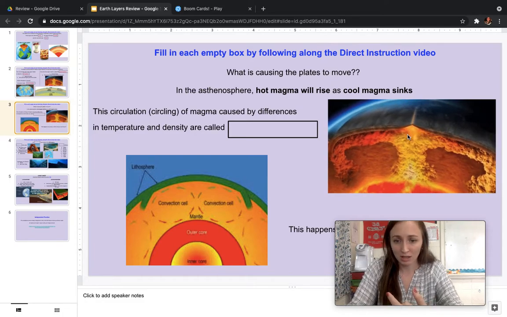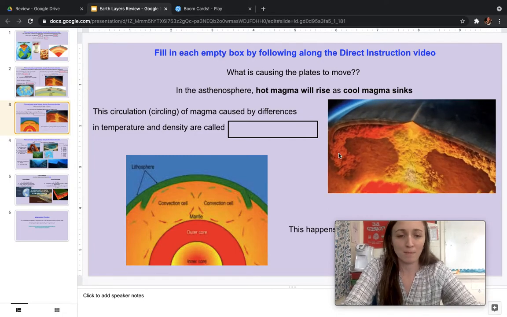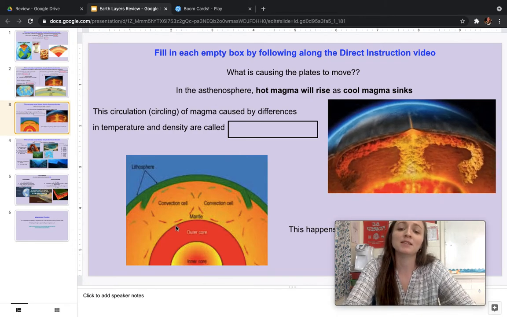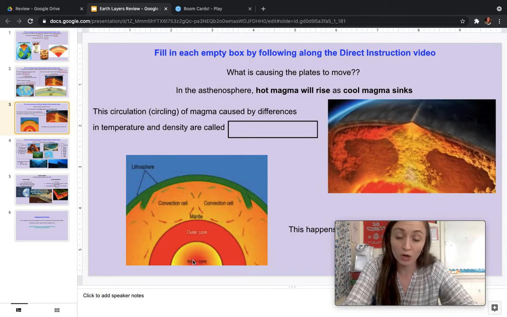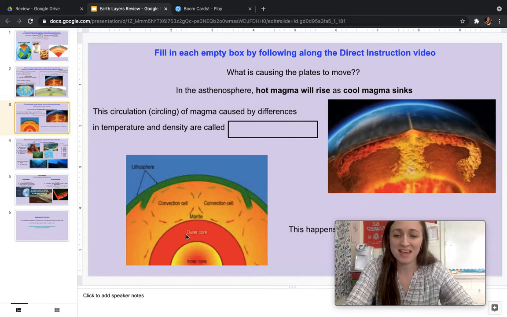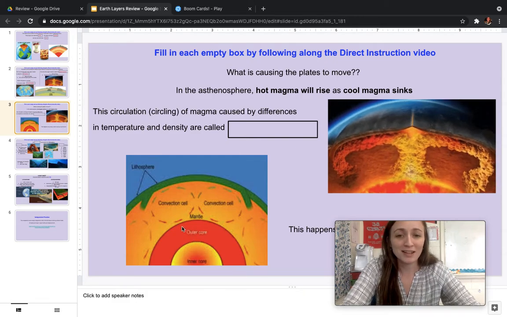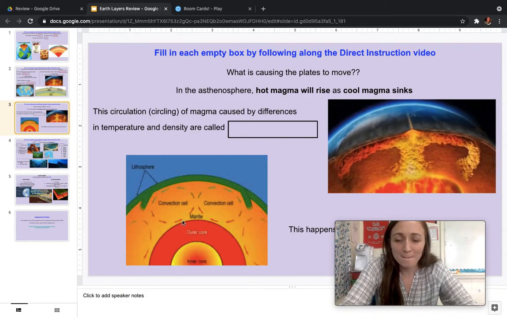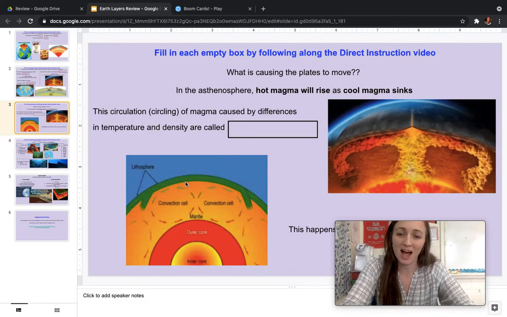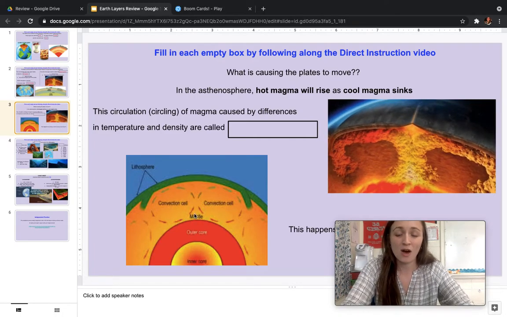So how does this actually happen? What's going on in the asthenosphere? Well, all of this hot magma is sitting inside of the asthenosphere. The further down you go toward the center of the earth, the closer you are to that core, the hotter it is, because that core is kind of like an oven. It heats up everything around it. So the hot magma that's getting heated up by this core is eventually going to rise toward the top or the outer layer of the earth. It's going to rise up more towards that lithosphere because heat always rises.